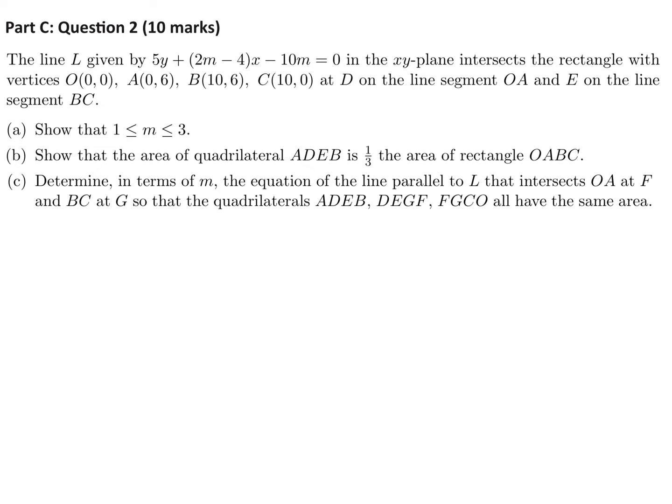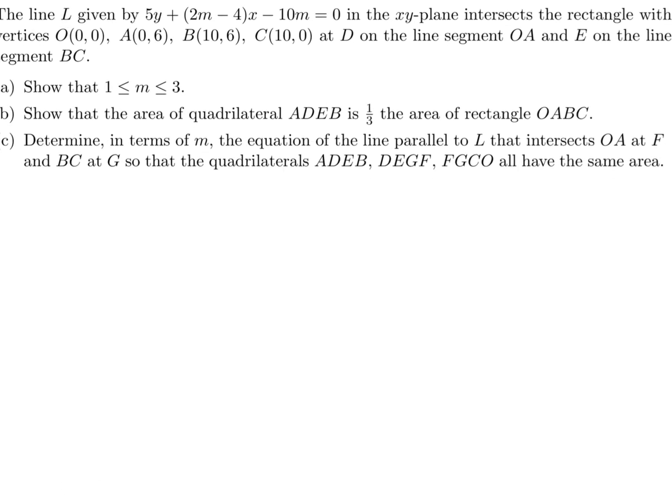The line L given by 5y plus 2m minus 4x minus 10m equals 0 in the xy plane intersects the rectangle with vertices O(0, 0), A(0, 6), B(10, 6), C(10, 0) at D on the line segment OA and E on the line segment BC. Show that m is between 1 and 3 inclusive.